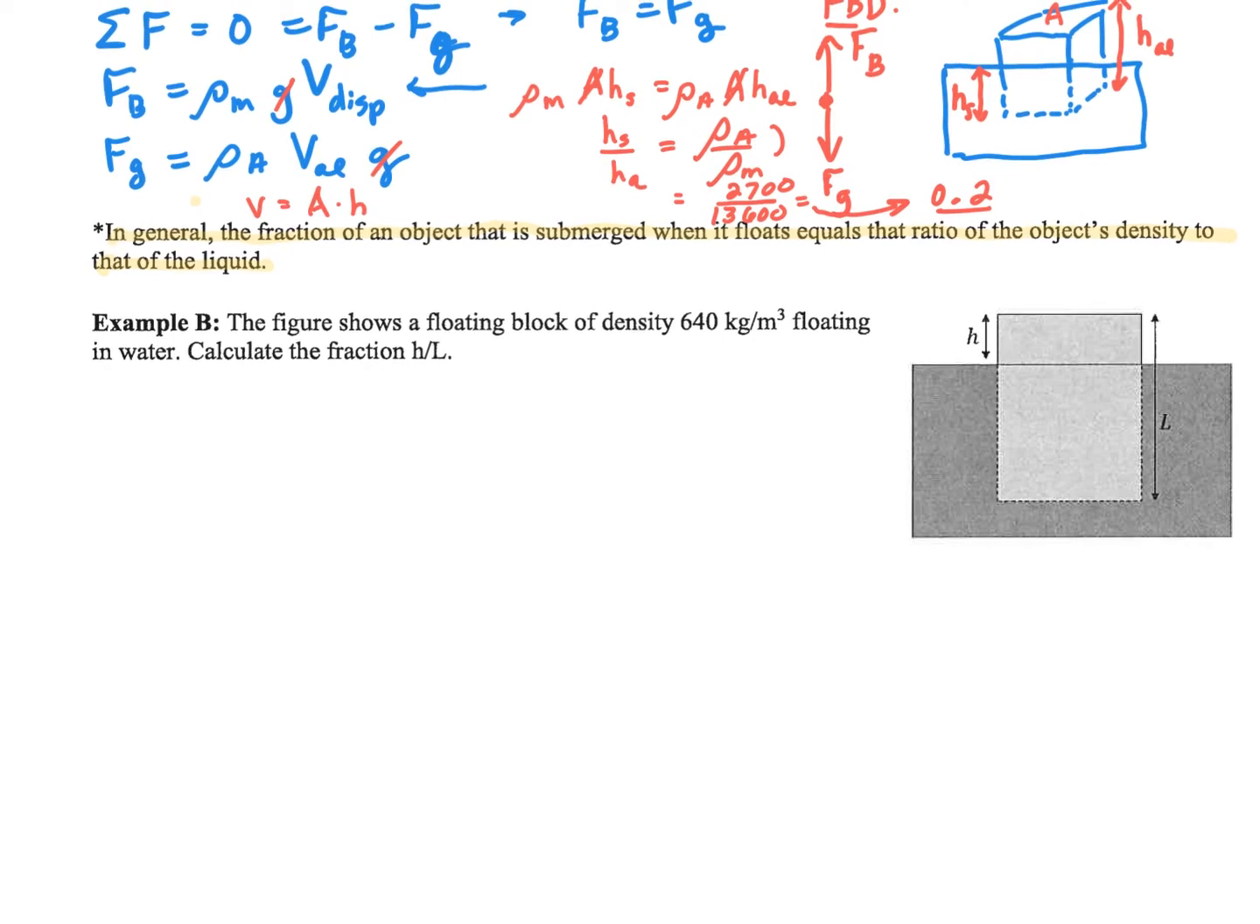So take that and look at this. It says the figure shows a floating block of density 640 kilograms per meter cubed floating in water. Now, you should know the density of water. What is the density of water? 1,000 kilograms. Yep. 1,000 kilograms per meter cubed. So we automatically know that. So if I want to know how much of that block, H over L, what is the only thing I have to do? Put the density of water over the density. Oh, no, not the density of the block over water.